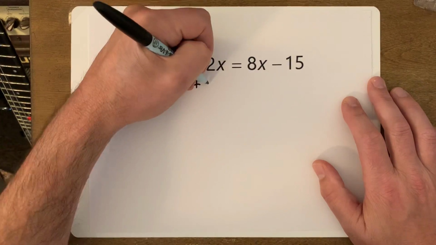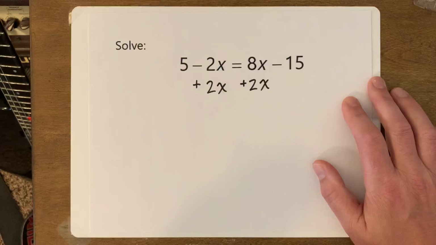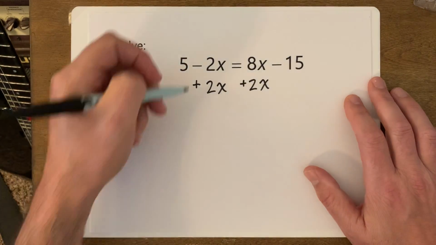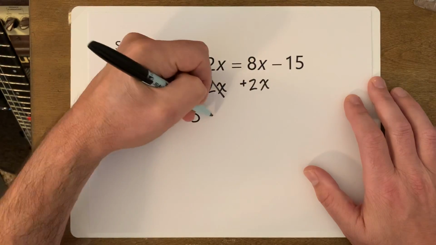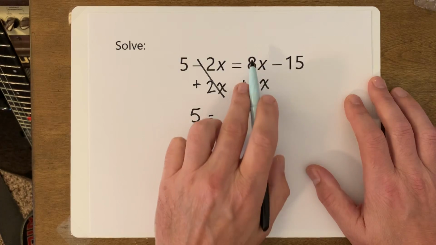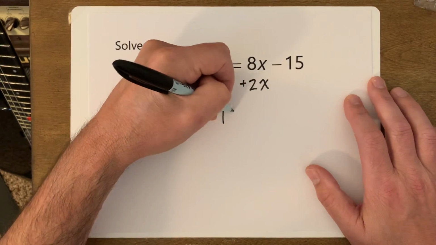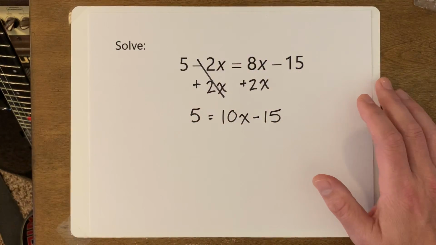I'm going to go ahead and add 2x to both sides, and my students usually kind of start to have the same habit that I have. They cancel there. I bring my 5 down, and I don't really care that my x's are now over here. It doesn't bother me. 8 plus 2 is 10, and then still minus 15 because I didn't do anything with the 15.